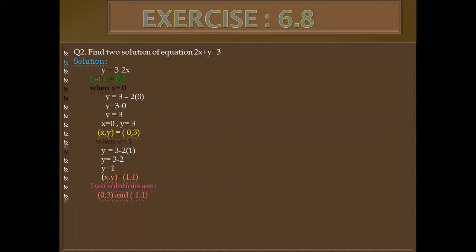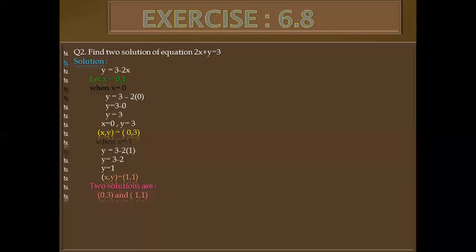Find 2 solutions of the equation 2x plus y is equal to 3. Solution means you always put the value of x. It's up to you. You can take any value of x, positive or negative. In my question, I start the values in my solution from 0 and 1. You can also write minus 1 and 1. You can also take 1 and 2. You can also take 2 and 3, minus 2 and 2. It's up to you.